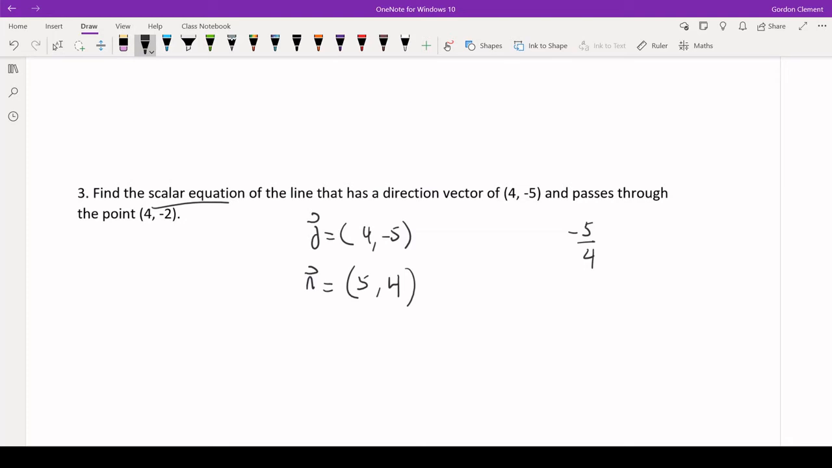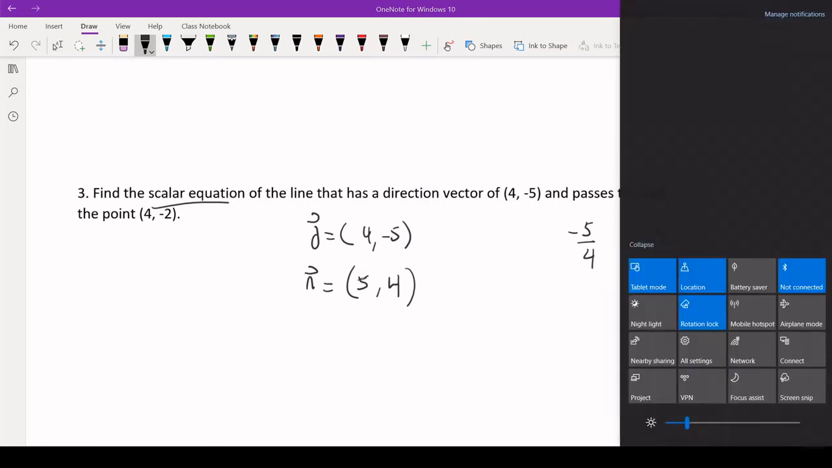You're going down 5 and over 4. If you want a perpendicular slope, you flip it and change the signs. So here you switch the order and you change one of the signs. You don't want to change both because that would be the equivalent of doing that, and that wouldn't be perpendicular anymore.